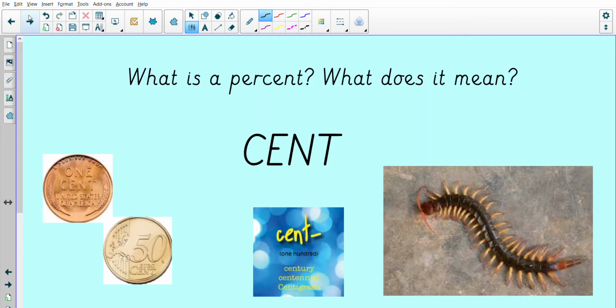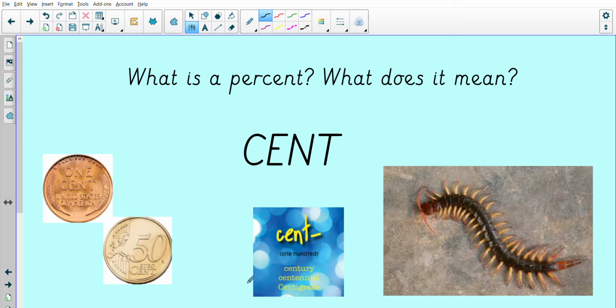So, moving on, what is a percent? What does it mean? So we can look at the root of the word cent. Here I have a centipede, some cents, euro cents, American cents. So cent means 100. A centipede is called centipede because it looks like it's got 100 legs, even though it doesn't really. Cents are pennies, but they're called cents because 100 of them make up a dollar or a euro. It means 100. Century, 100 years.